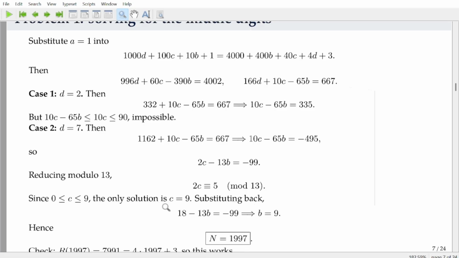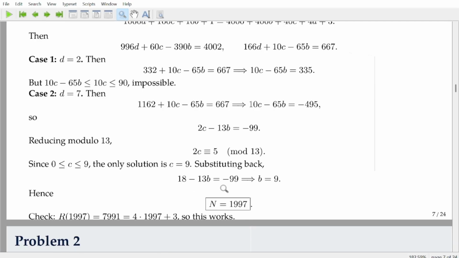So you just try out those values of c, and the only solution you end up getting is c equals 9. Then substituting c equals 9 into 2c minus 13b equals minus 99 gives us that 18 minus 13b is equal to minus 99, which when you solve gives you b equals 9. So the only actual solution is capital N equals 1997, which is quite fitting since this is a 1997 BMO1 paper.